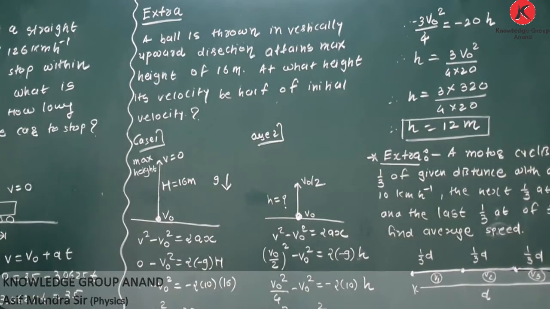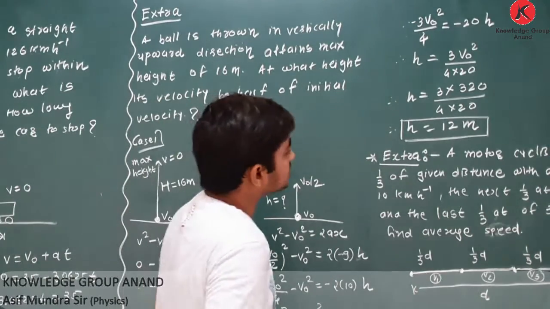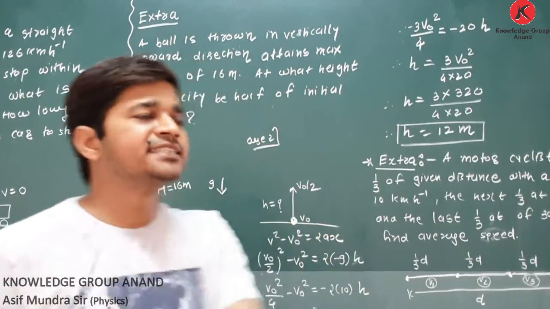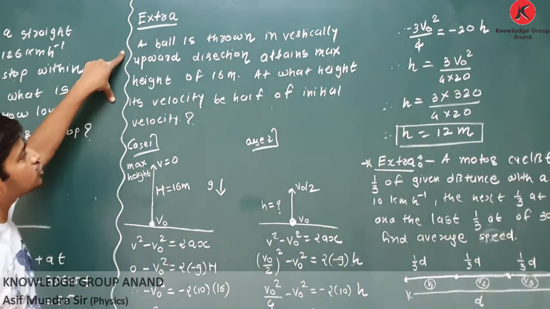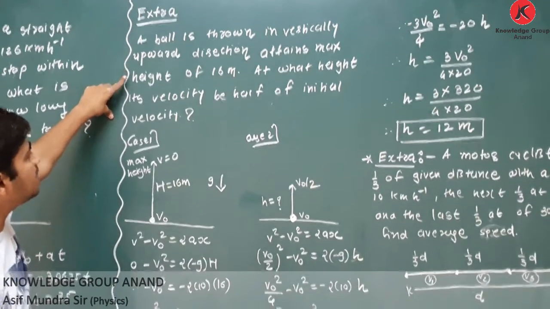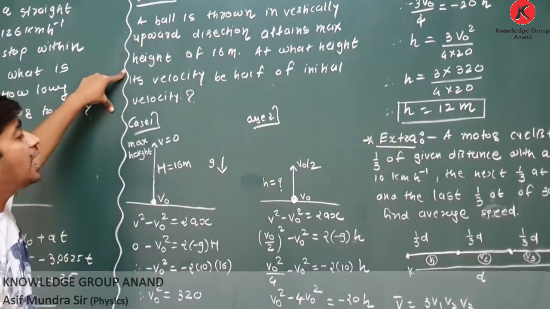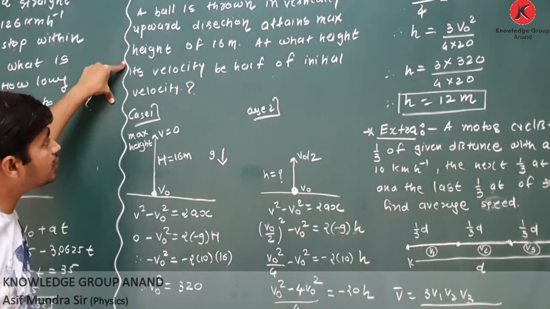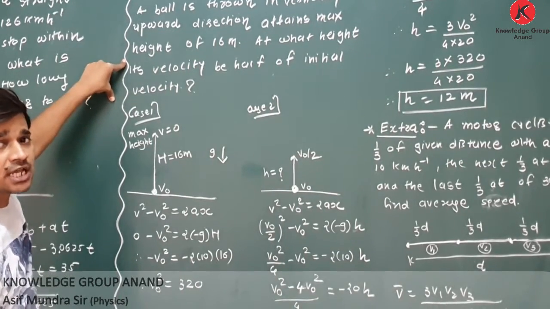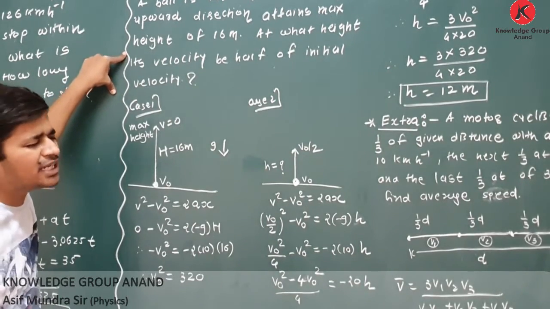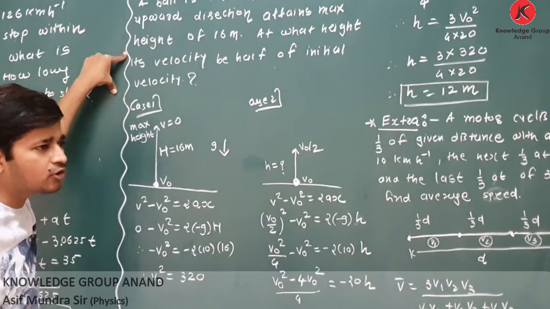Now you have two extra questions, but they will clear your concept. A ball is thrown vertically upward and attains a maximum height of 16 meters. At what height will its velocity be half of its initial velocity? Hello students, if the maximum height is 16 meters, we know that at maximum height the velocity will become 0.